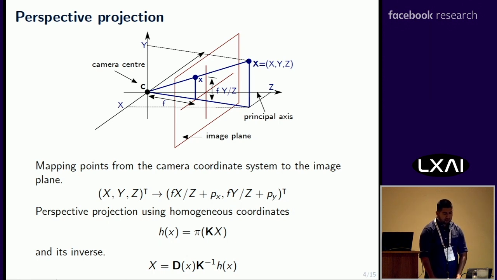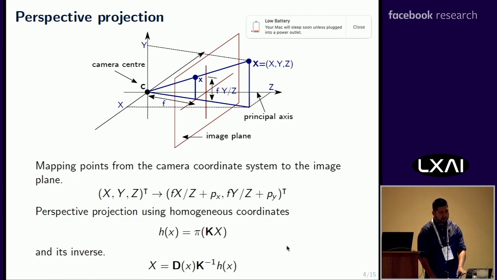And this mapping could also be represented as matrix operations using homogeneous coordinates, in which we just multiply the coordinate in the camera coordinate system by the intrinsic matrix, and then we downscale by the depth value of that pixel. As well, we could define the inverse mapping. It means the mapping from the image plane to the camera coordinate system by multiplying the homogeneous coordinate in the image plane by the inverse of the intrinsic matrix. This is upscaling with the depth value at that pixel.